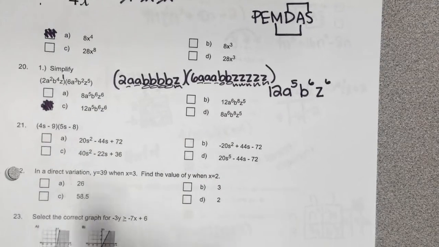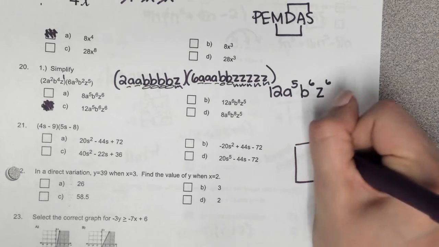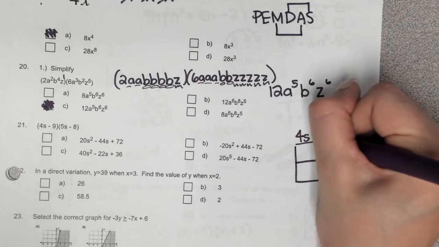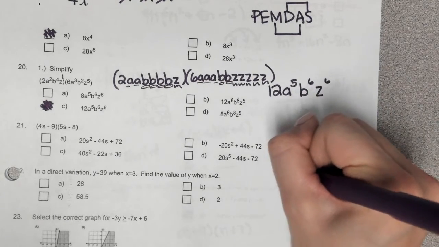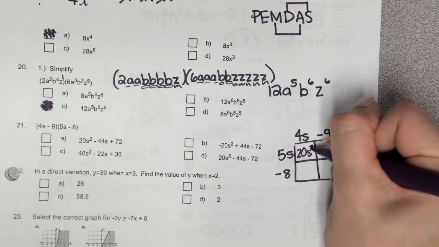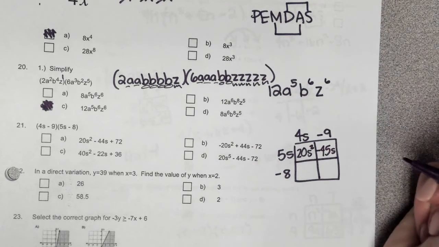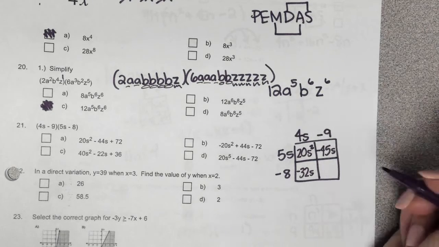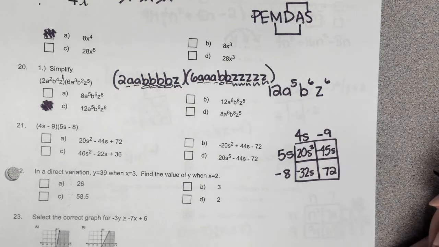Here, so you're multiplying, so we need to use the box. When you're multiplying, they're giving you the outside. So 4s minus 9, 5s minus 8. 5 times 4 is 20. S and S is s squared. 5 times negative 9 is negative 45, and there's an S. 4 times 8 is negative 32, and there's an S. Negative 8 and negative 9 is a positive 72.